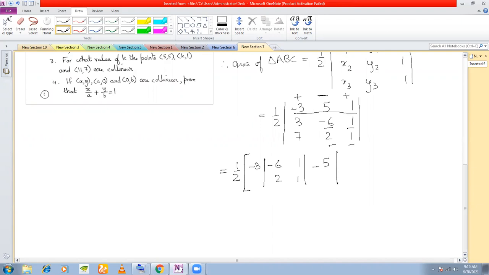What is the minor of this? You remove this row, you remove this column. How much do you get? 3, 1, 7, 1. And finally, this is a plus position. So plus 1 into minor of 1. You remove the first row, remove the first column. So you get 3, minus 6, 7, 2. This is the value of this determinant.